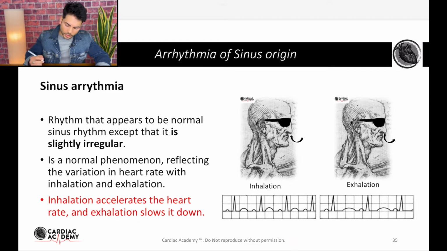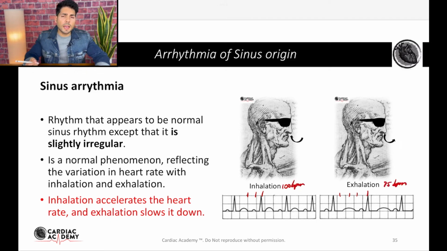We can check the heart rate. So 300, 150, around 100 beats per minute. And then during exhalation, it becomes a little bit slower. So 300, 150, 75. So here it is 100 beats per minute, then 75 beats per minute.